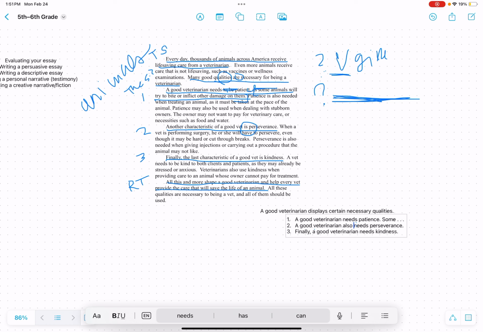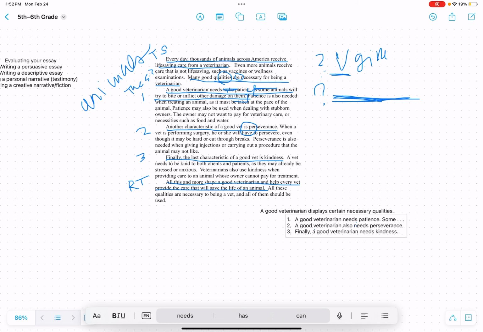All right, and then let's look at our restated thesis. All this and more shape a good veterinarian and help every vet provide the care that will save the life of an animal. I love the restated thesis. What you don't want to do is just rearrange the words from your original thesis.